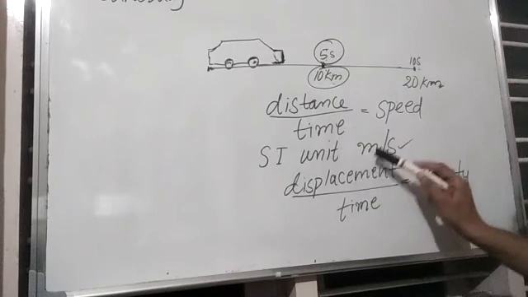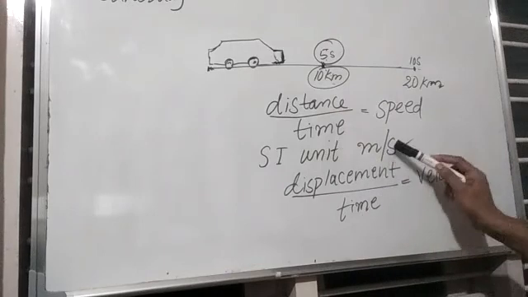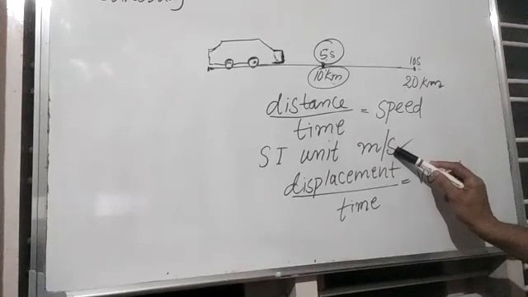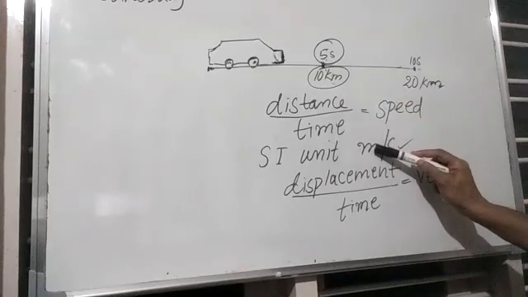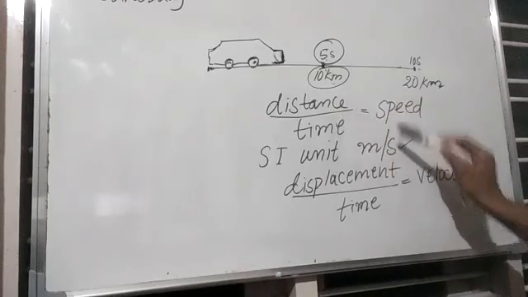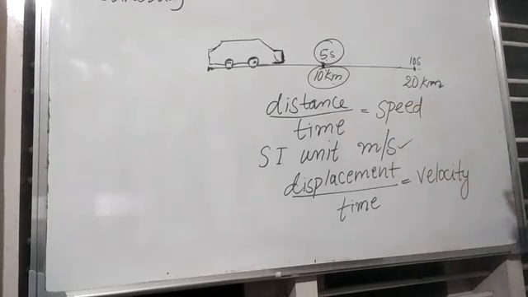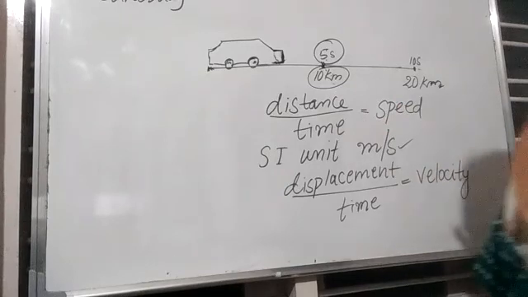Displacement is measured in meter. Time is measured in seconds. So displacement by time means meter per second. The same way, distance is measured in meter and time in second, so distance by time means meter per second. So the SI unit of speed and velocity is meter per second.